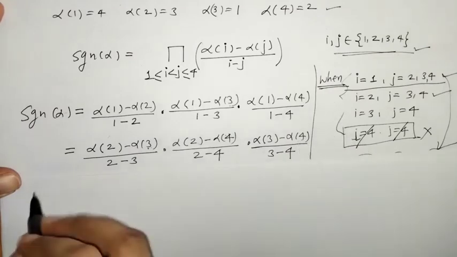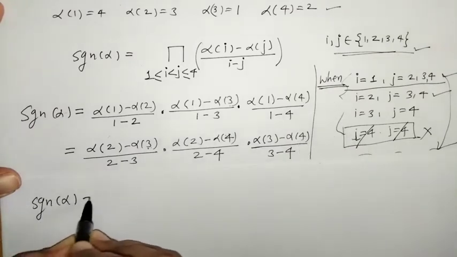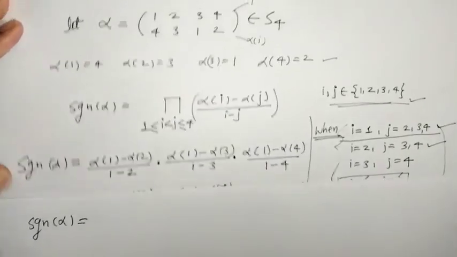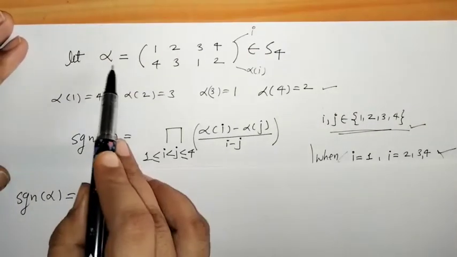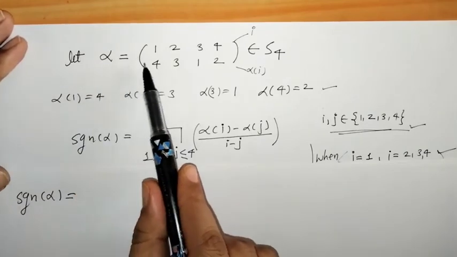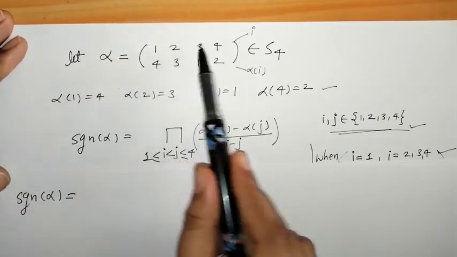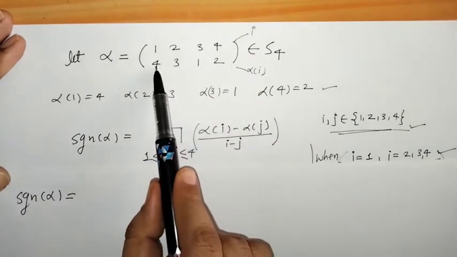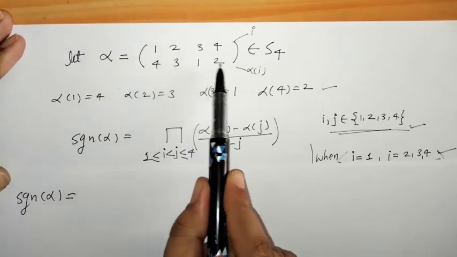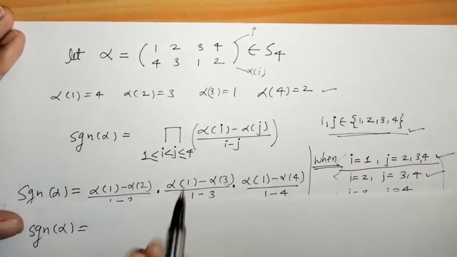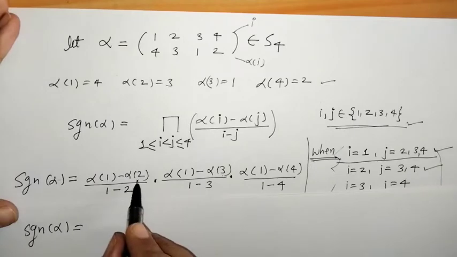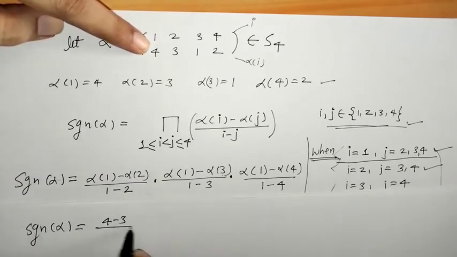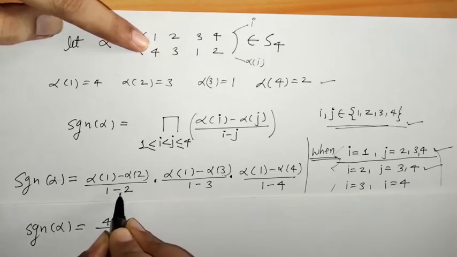Now we have to simplify further by putting all the values of alpha of i. For this we have to check this permutation. The first row denotes i and the second row denotes alpha of i. That means this is alpha of 1, alpha of 2, alpha of 3 and alpha of 4. From this we put alpha of 1 minus alpha of 2, that means 4 minus 3, upon the denominator 1 minus 2.